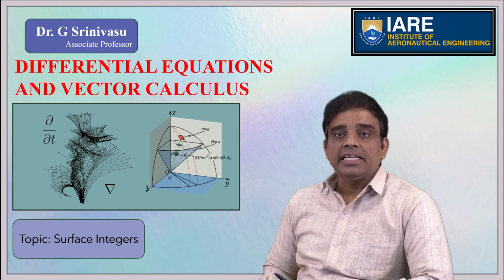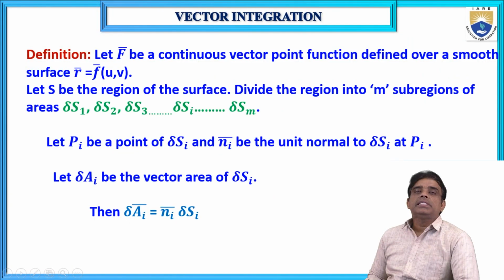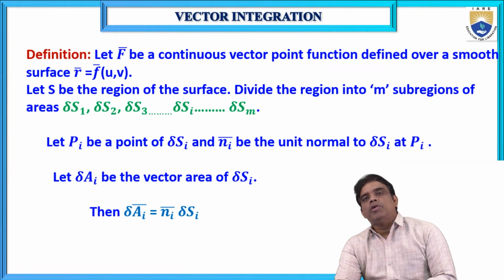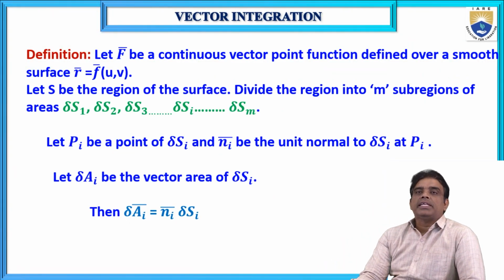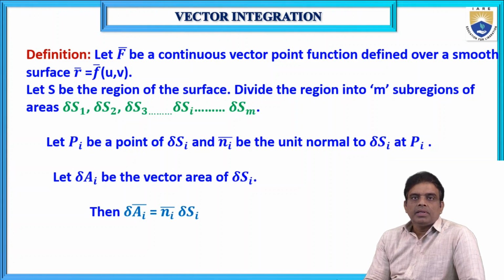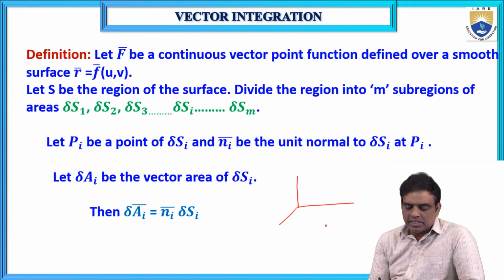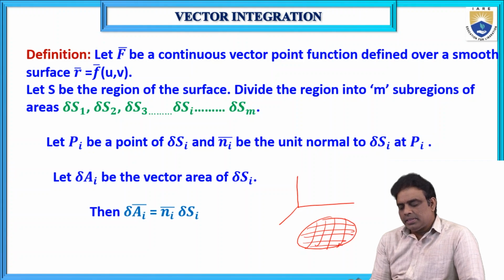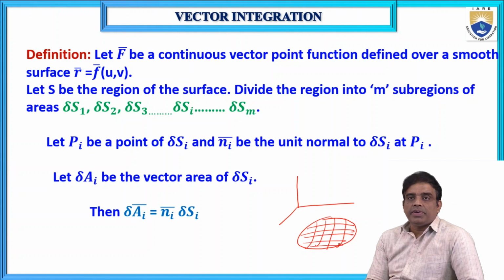So what is a surface integral? First the definition: suppose F bar is any continuous vector point function defined over a smooth surface, R bar is equal to F bar of u comma v. Let S be the region of the surface. The surface may be like this. This is any surface. Let S be the region of the surface.